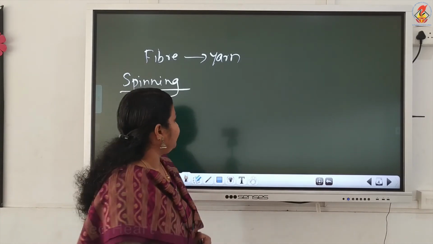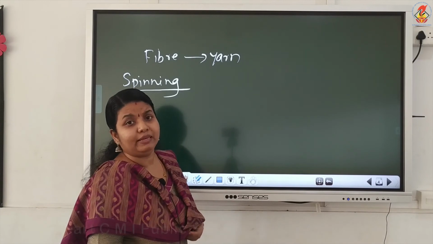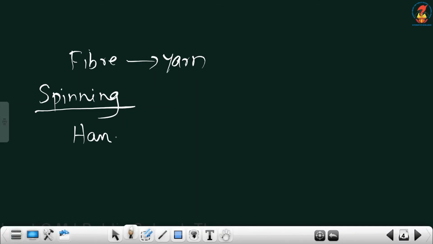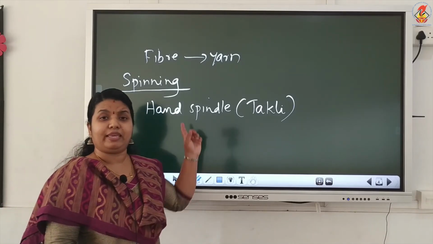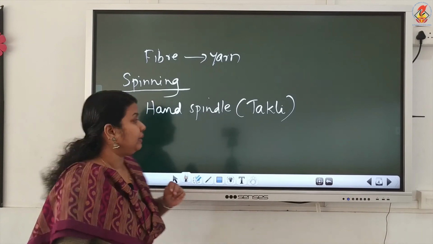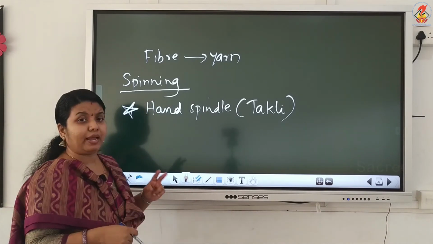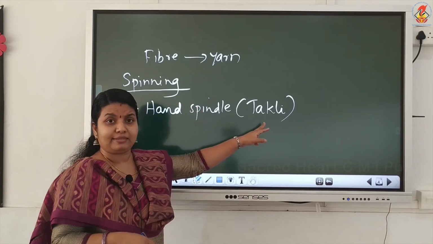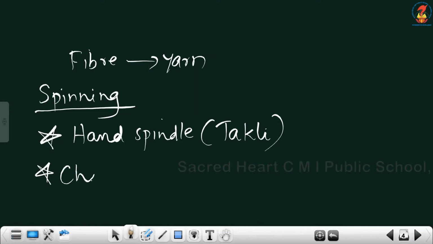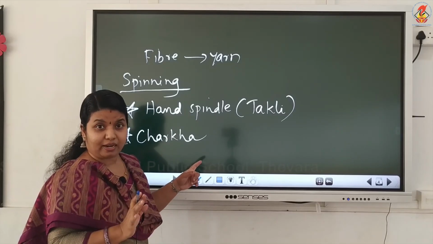Okay, a traditionally used device for making yarn is a hand spindle, also known as takli. So there are two hand operated devices used for spinning. One is the hand spindle known as takli, and the other one is charkha. Figures of both these are given in your textbook. Charkha you may know, it is not chakra, it is charkha.